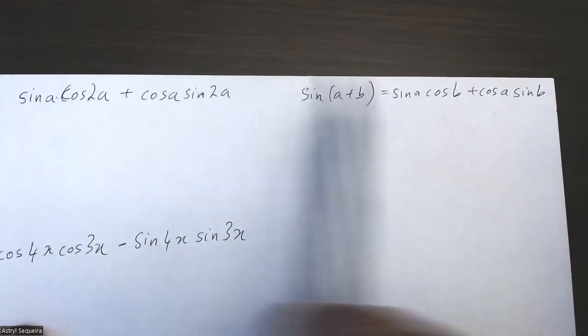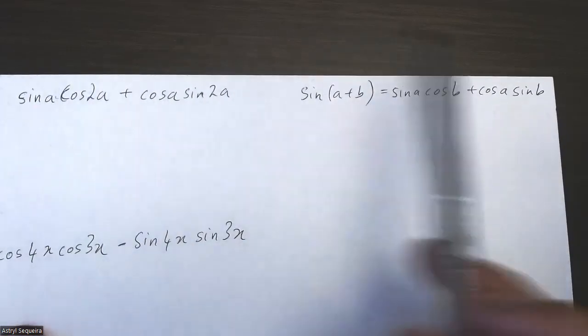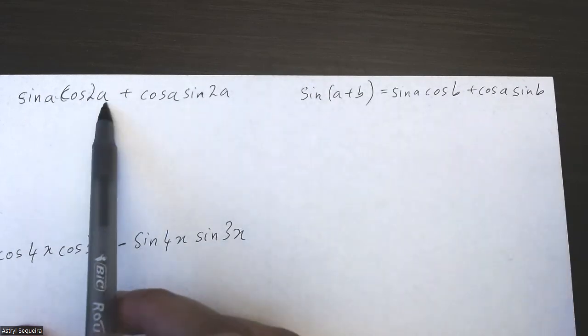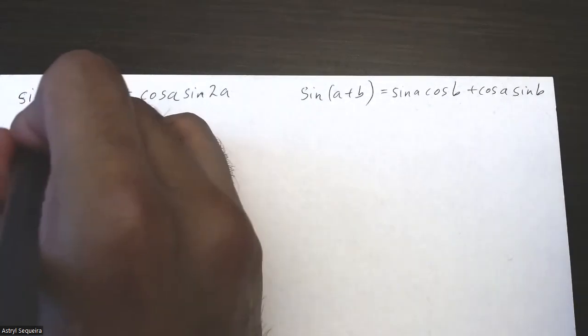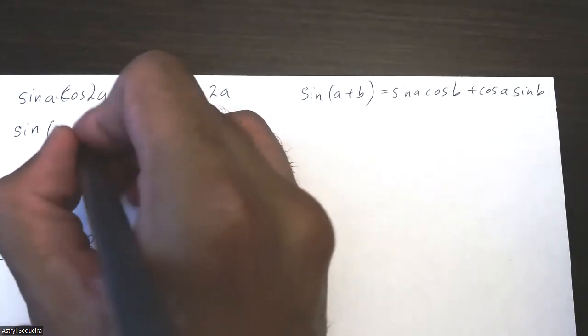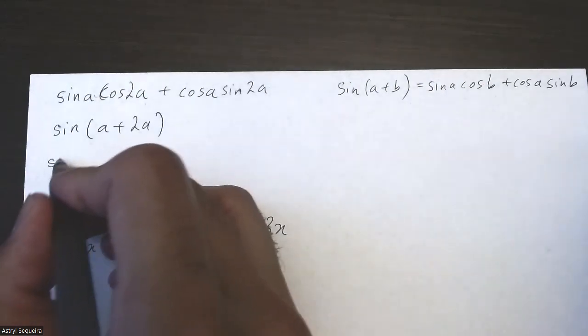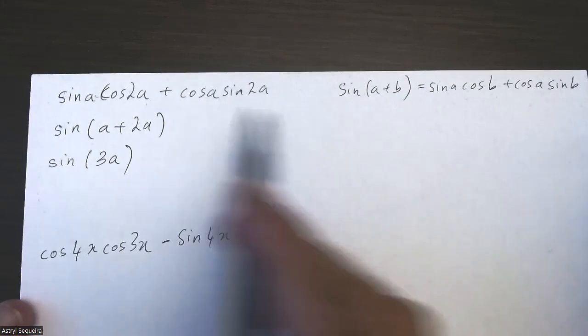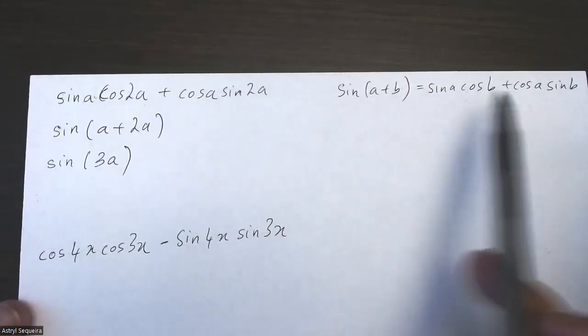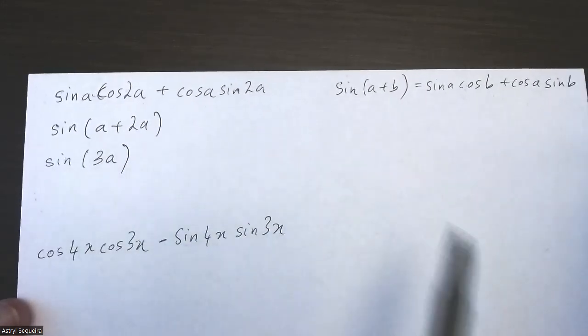And if I use this equation over here, A is basically the same as A and B is the same as 2A. So if I just simplify it, it's going to be sine of A plus 2A, which is simply sine of 3A. So you just have to match these with the right side of your addition and subtraction formulas and then simplify.